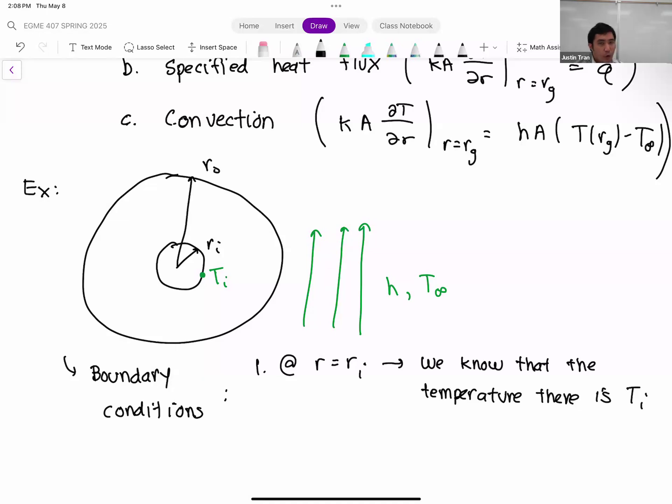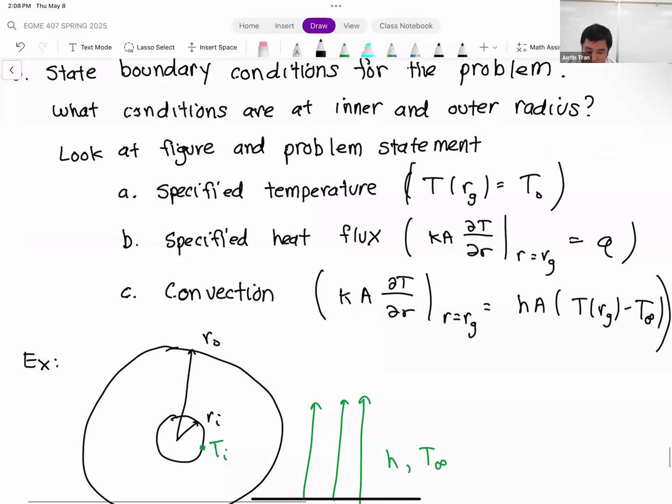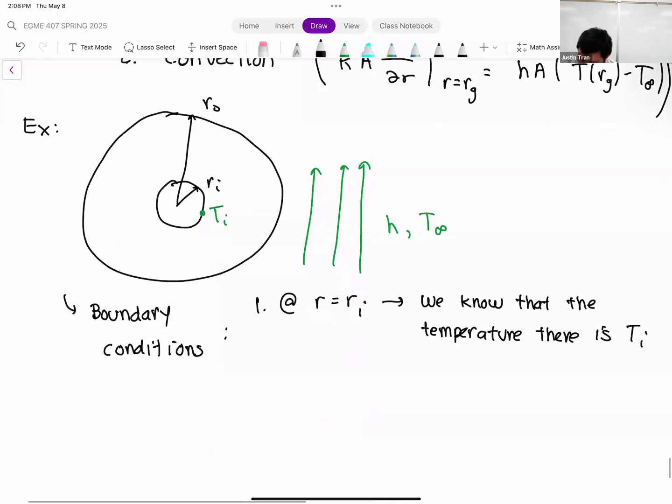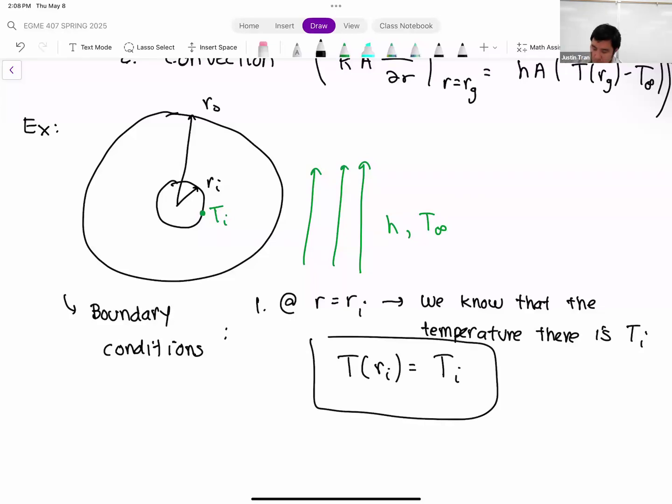All right, so based on the figure, we know that the temperature there is Ti. And so that tells us that the type of boundary condition that we have is a specified temperature boundary condition. So we have T at Ri equals Ti in this case. And so that's the first boundary condition that we're going to use for this problem.